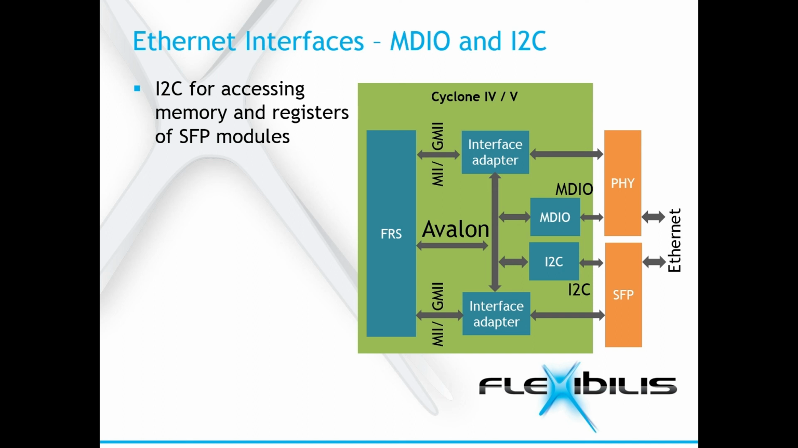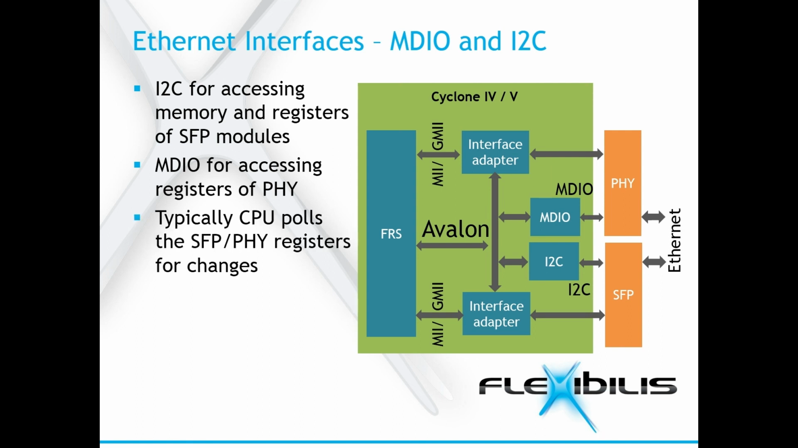Typically, you want to access the register of the physical layer chips you have in your design. This is done by using MDIO. In a typical design, the CPU pulls the statuses of the Ethernet interfaces from the physical layer chip, for example, the negotiated line speed, and configures the Ethernet interfaces of FRS accordingly.